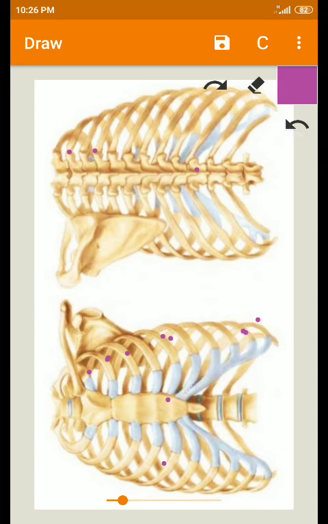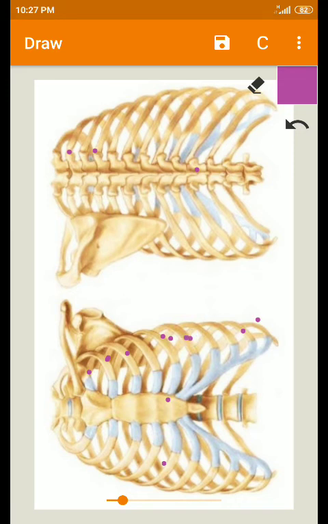Vertebrochondral ribs. These vertebrochondral ribs are called false ribs. Why are they called false? They are not attached to the sternum, whereas the upper 7 ribs are attached to the sternum as well as the vertebra on the posterior aspect, so they are called true ribs.